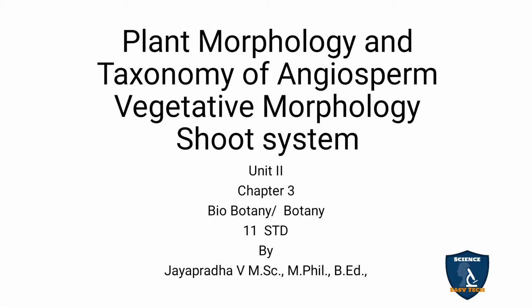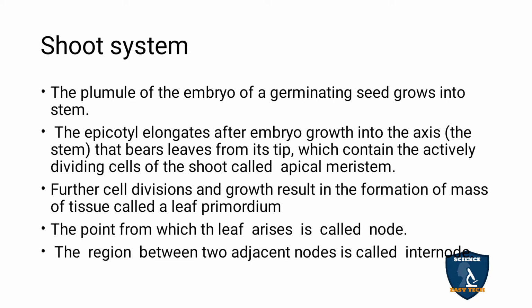Today we're going to discuss the shoot system in vegetative morphology, in plant morphology and taxonomy of angiosperms. So, the shoot system. The shoot system is developed from the plumule of the embryo of a germinating seed, which grows into the stem. When the seeds are sown in the soil, the seed germinates and the plumule comes out, that is, it grows towards the sunlight. It grows above the soil. That portion is called the plumule, and it further develops into the shoot system.